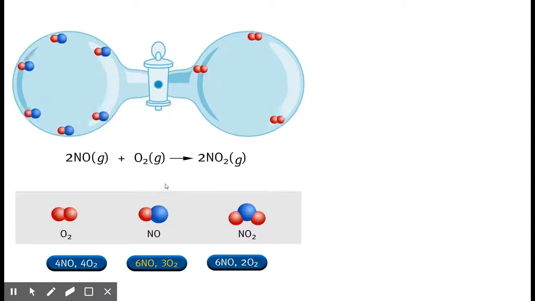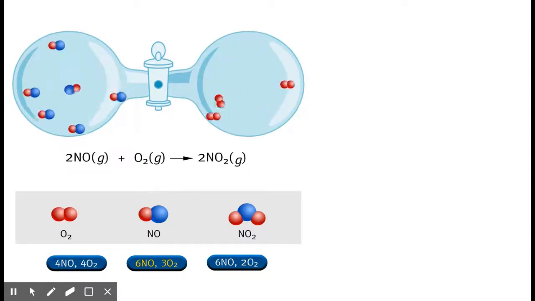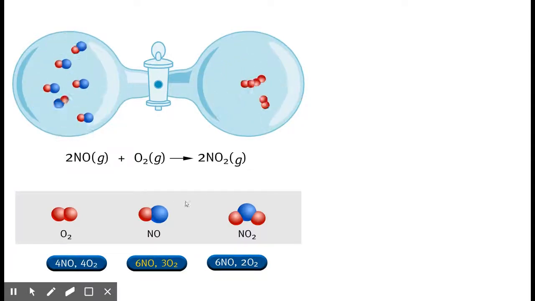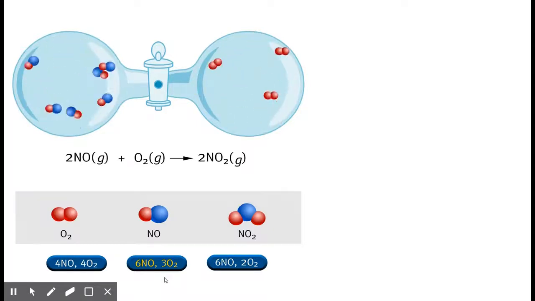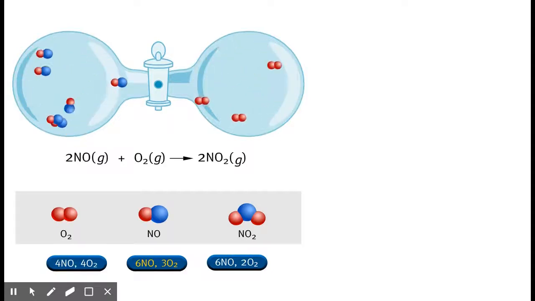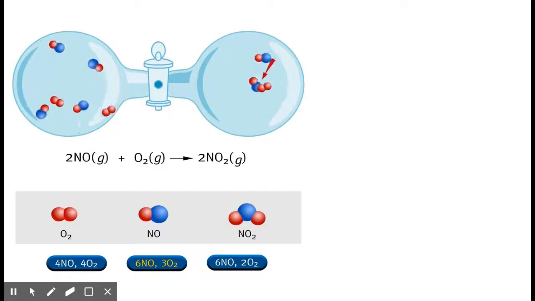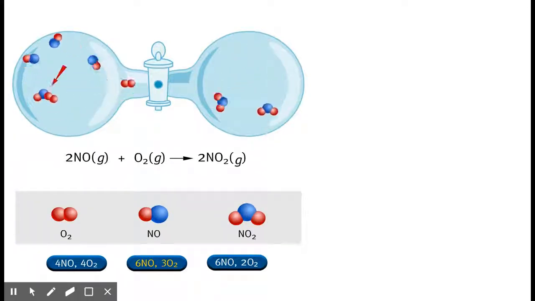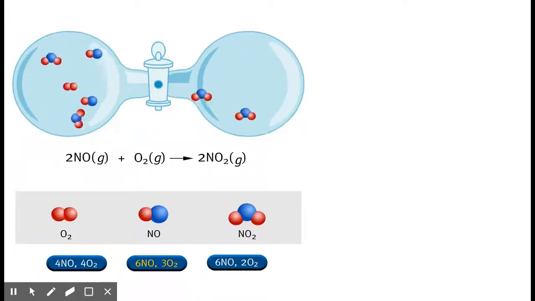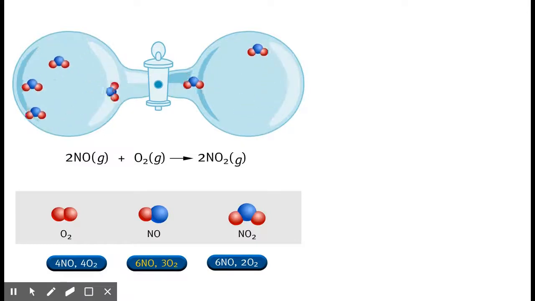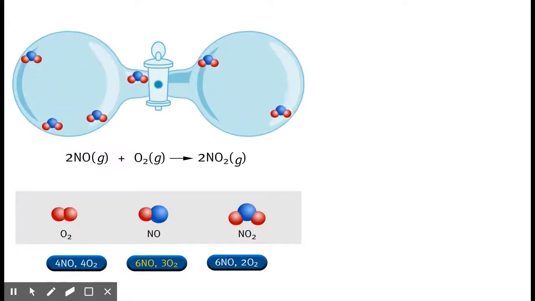Nitric oxide and oxygen gas are reacted in a 2-to-1 mole ratio. There are 6 molecules of NO in the left bulb and 3 molecules of O2 in the right bulb. The valve separating the bulbs is opened, allowing the gases to mix. The reaction occurring is 2NO plus O2, producing 2NO2. 6 molecules of NO are reacting with 3 molecules of O2. They are reacting in a 2-to-1 mole ratio as represented in the balanced equation. No reactants remain after the complete reaction.